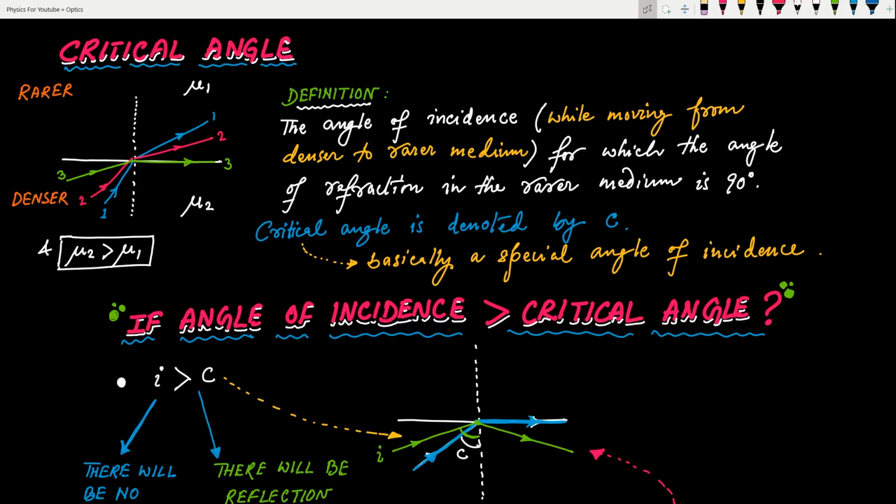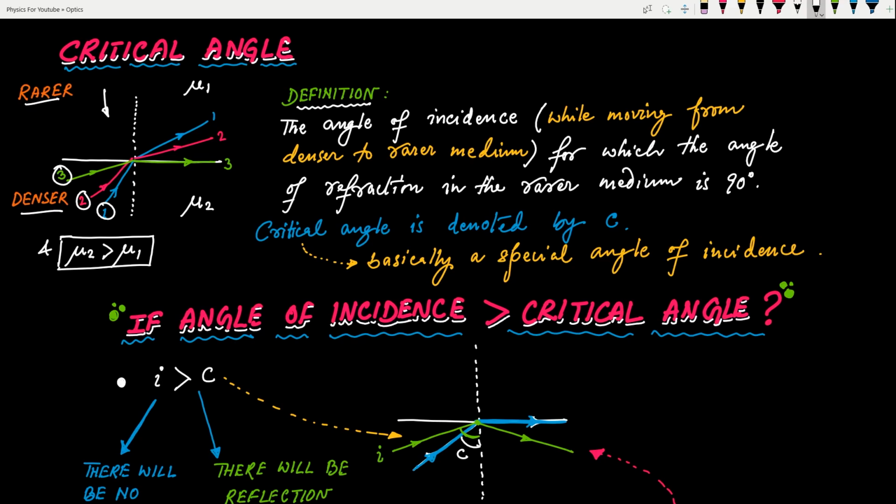Okay, now let's look into the concept of critical angle. This is very easy, so let's concentrate. If you look into this diagram, we will see that I have taken three rays, ray number 1, 2, and 3. One thing you need to understand is that the rays should go from denser to rarer medium. So this is the denser medium, this is the rarer medium, and the rays are going from the denser medium towards the rarer medium.